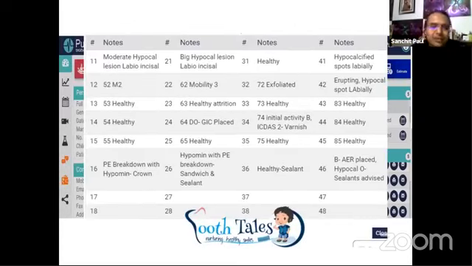Now again, we follow something called ICDAS and ICCMS criteria, and each and every tooth is actually charted like an odontogram, where we not only plan what is the diagnosis, but we also plan what is the treatment to be done.